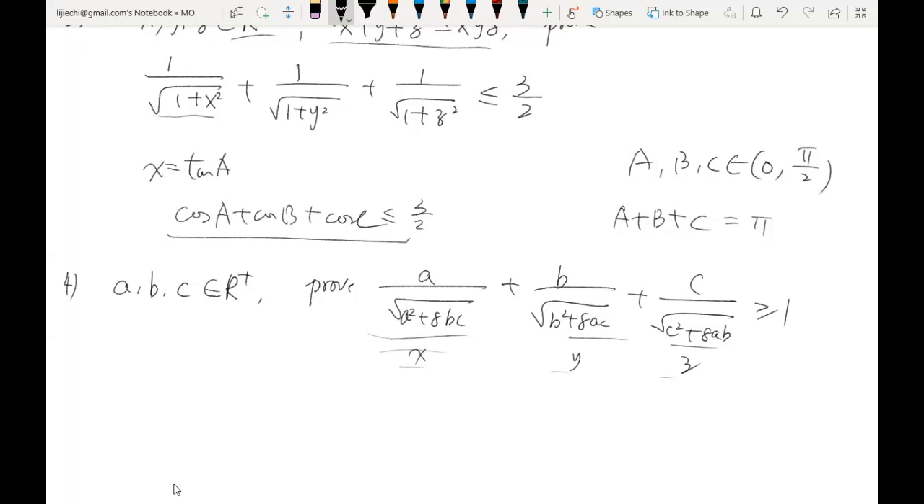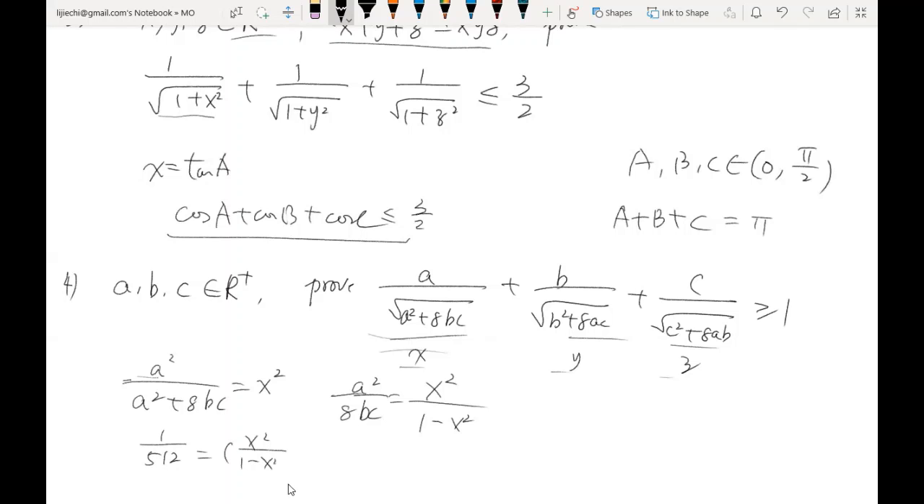Definitely, you have a squared over a squared plus 8bc equal to x squared. And now it reminds you, if somehow I just do a squared over bc, then multiply those three together, you get just one. Let's keep that eight down here as well to make it a little easier. And that's a basic proportion. So that tells you 1 over 512 equals x squared over 1 minus x squared.